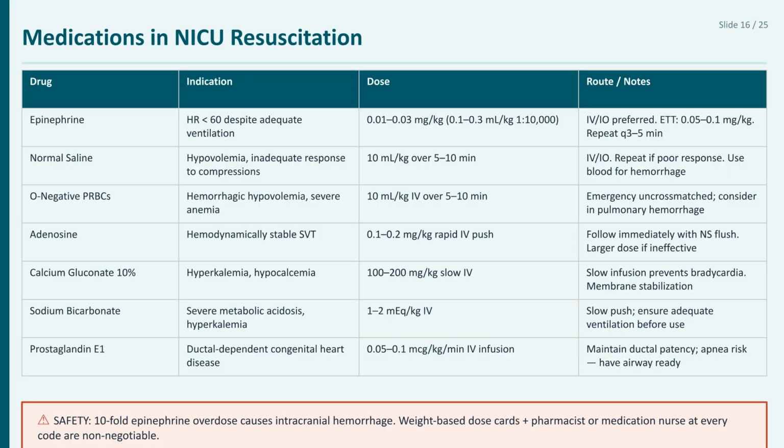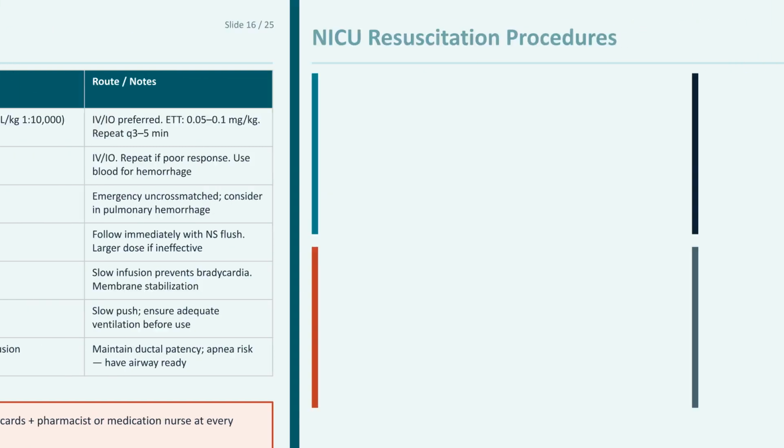This table summarizes medications used in NICU resuscitation, focusing on indications and doses. Key drugs include epinephrine for bradycardia, normal saline or O-negative PRBCs for hypovolemia, and adenosine for stable SVT. Remember, a 10-fold epinephrine overdose causes intracranial hemorrhage, so weight-based dose cards and a pharmacist or medication nurse are essential.